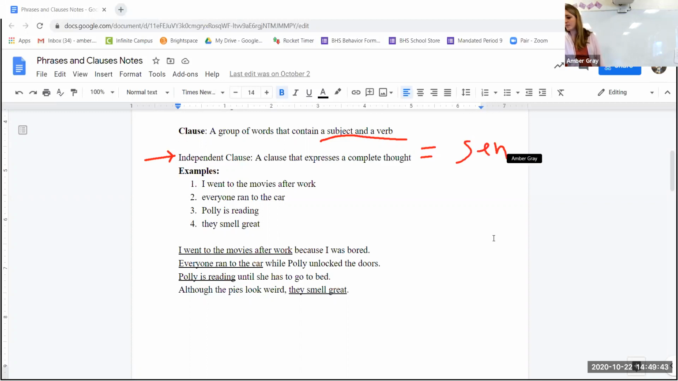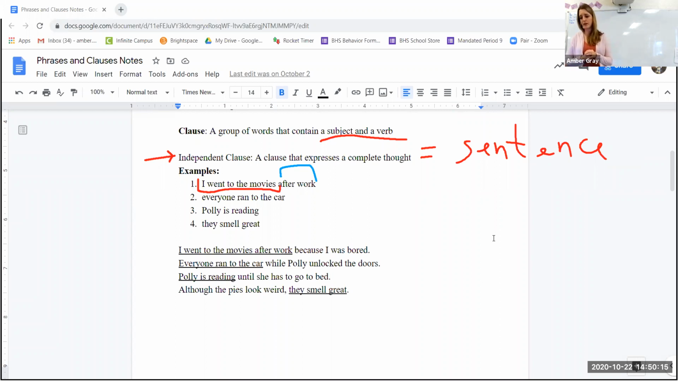A sentence is a complete thought, right? And a sentence has both a subject and a verb, okay? Just like an independent clause. So, I went to the movies. Even just this part right here, "I went to the movies," acts as our clause. "After work" would actually act as a phrase, right? Because "after work" is a group, a small unit of words, only two there, but they act as a unit.